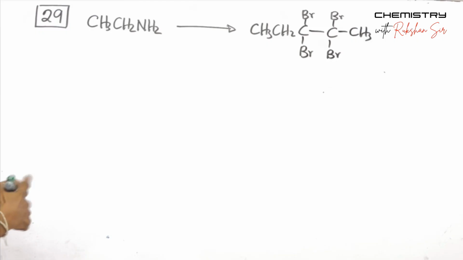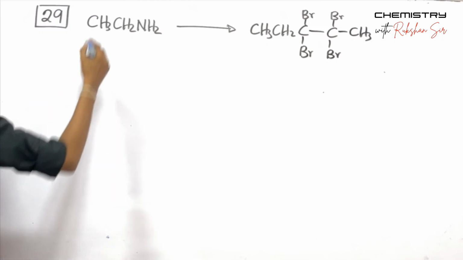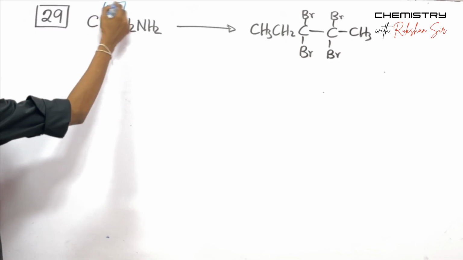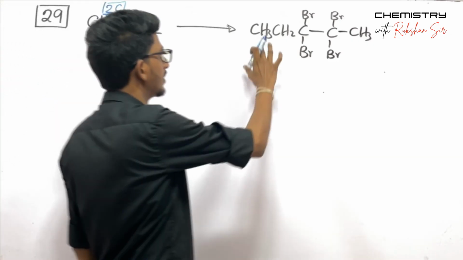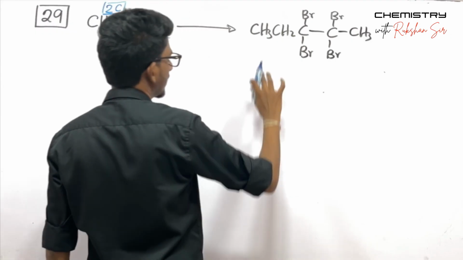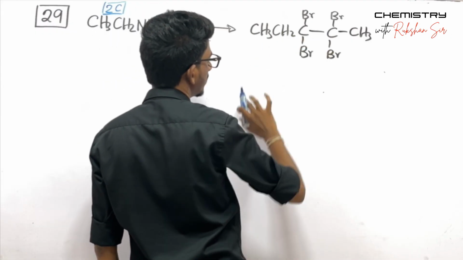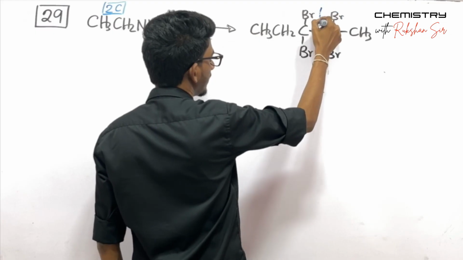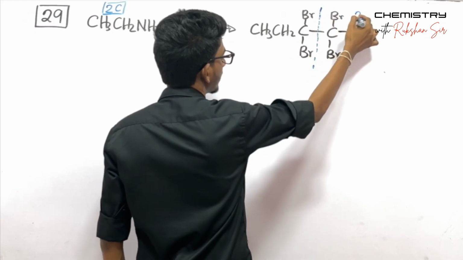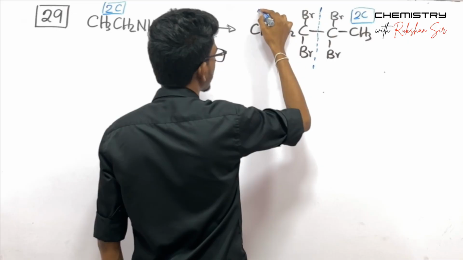Right. Let's analyze. So this one is a 2-carbon compound, so you have a 5-carbon compound. So you can break this into 2 blocks, right? Where you can see a 2-carbon block and a 3-carbon block.